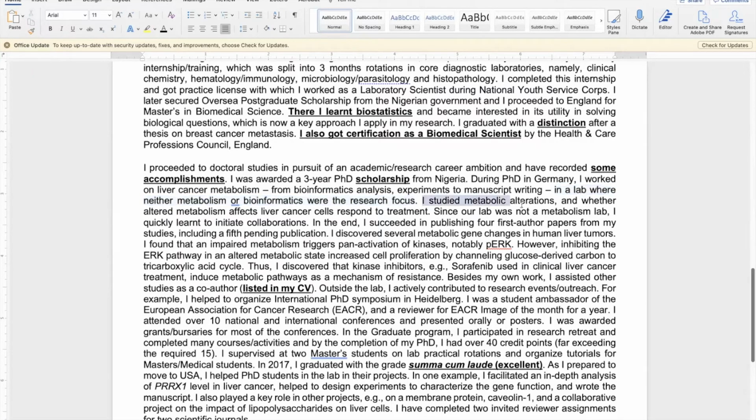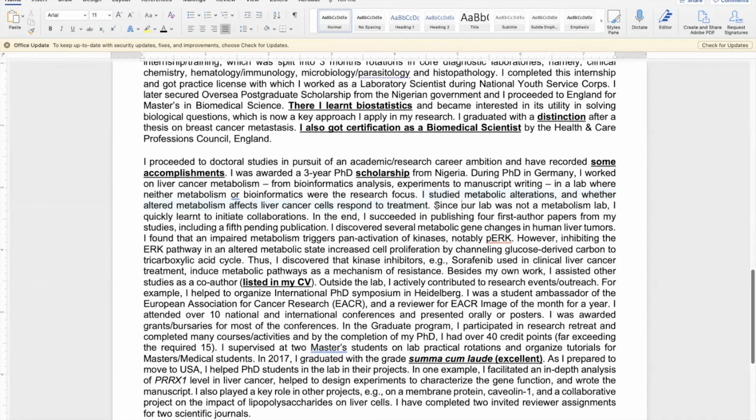Okay, so I studied metabolic alterations. Here I mentioned my research. Remember, we mentioned earlier on that you should emphasize if you did research. I studied metabolic alterations and whether altered metabolism affects liver cancer cells response to treatment. So the point was, we were looking at whether metabolic changes in liver cancer affect the way they respond to treatment. Since our lab was not a metabolism lab, I quickly learned to initiate collaboration.